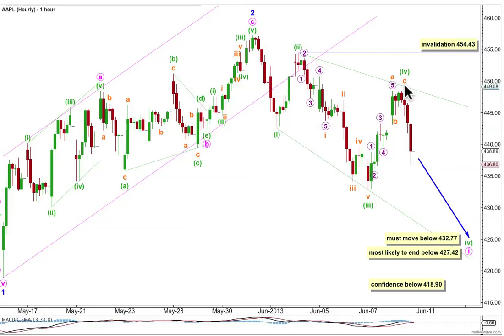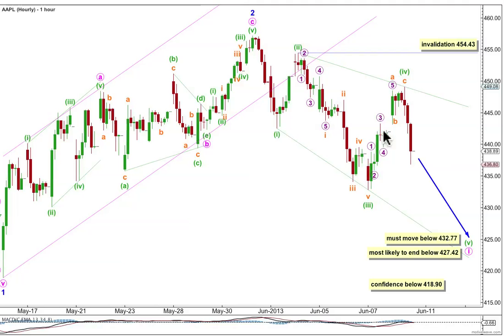I'm most likely expecting that we're going to see downwards movement for Apple, and for a leading diagonal the fifth wave must make a new price extreme beyond the end of the third. For a leading diagonal it may not have a truncated fifth wave, so for this wave count we must see a new low below 432.77. The diagonal is probably expanding.